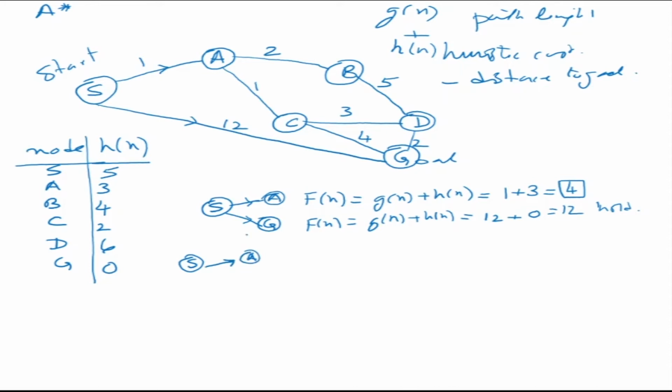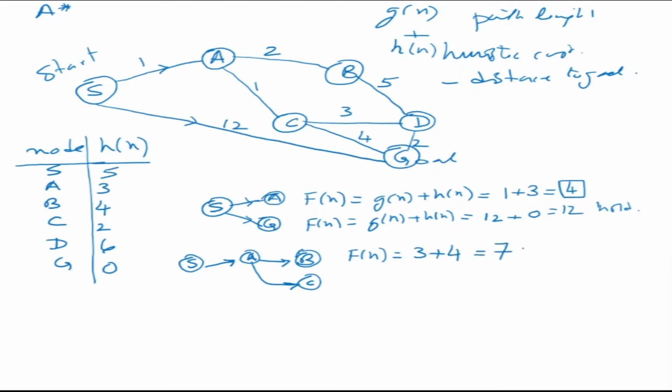S to A. From A you can go to B, or you can go to C. You can see that from S you have gone to A. Now from A you can go to B, or you can go to C. Now if you go to B, then this function Fn is equal to A to B is equal to 3 plus 4, which is equal to 7.